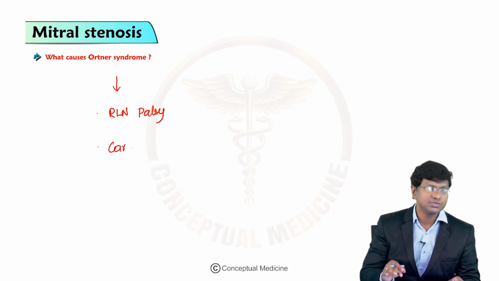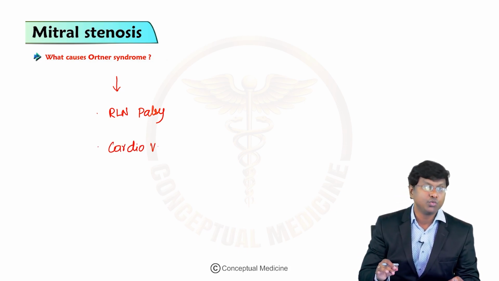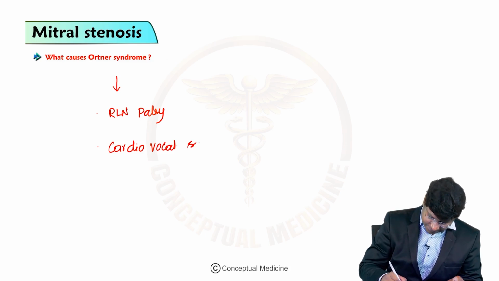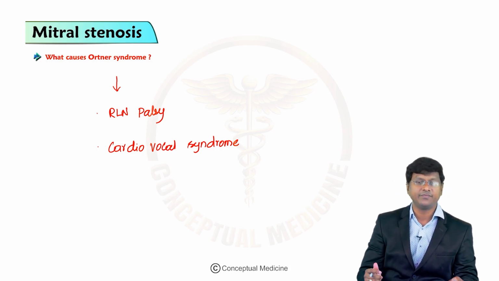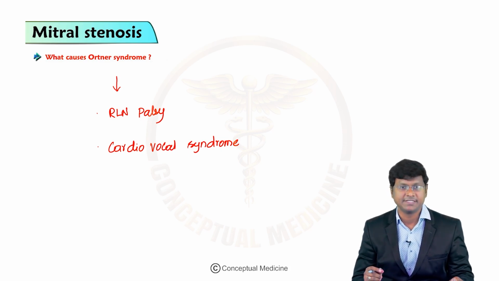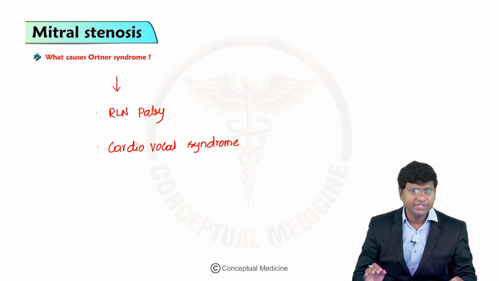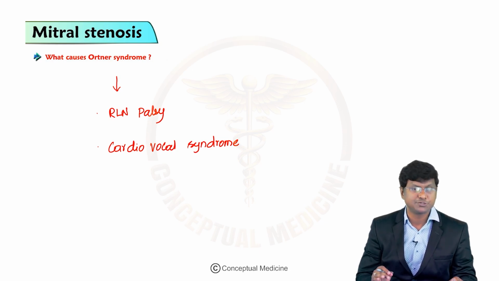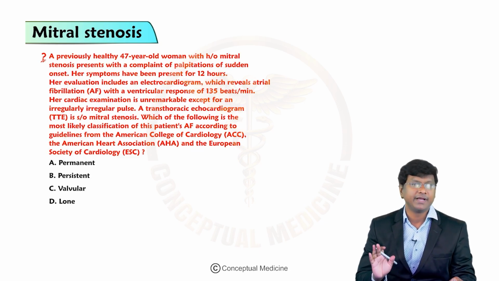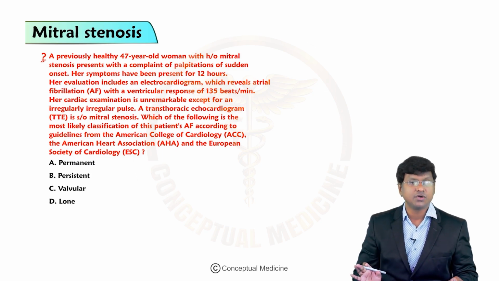See, this is also referred to as cardiovocal syndrome. Now, what do you understand by this term cardiovocal syndrome? Cardio means there is an increase in your left atrial size. Vocal, right, where there will be recurrent laryngeal nerve palsy. So, the most common cause of Ortner syndrome is left atrial enlargement due to mitral stenosis. So, these are the complications.